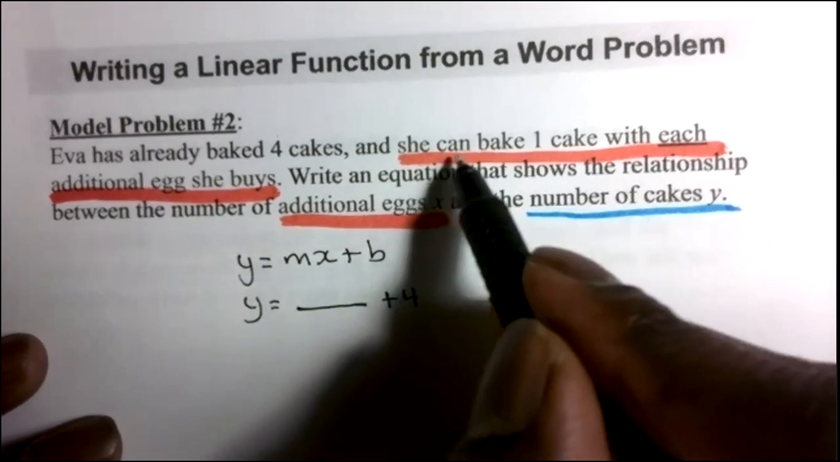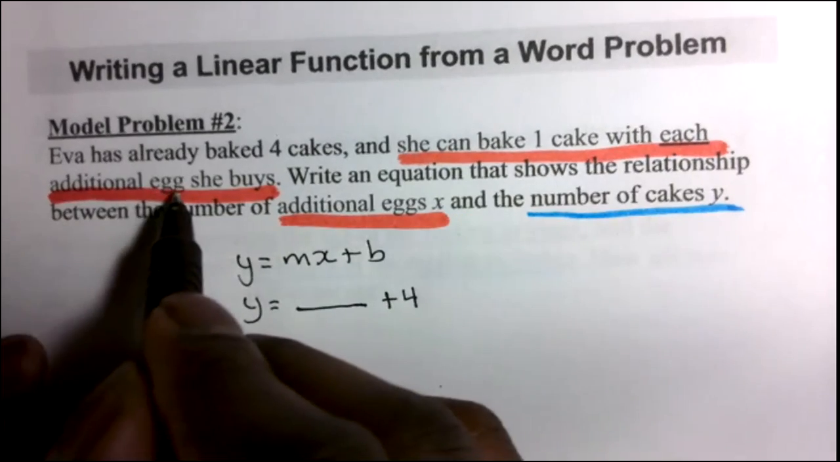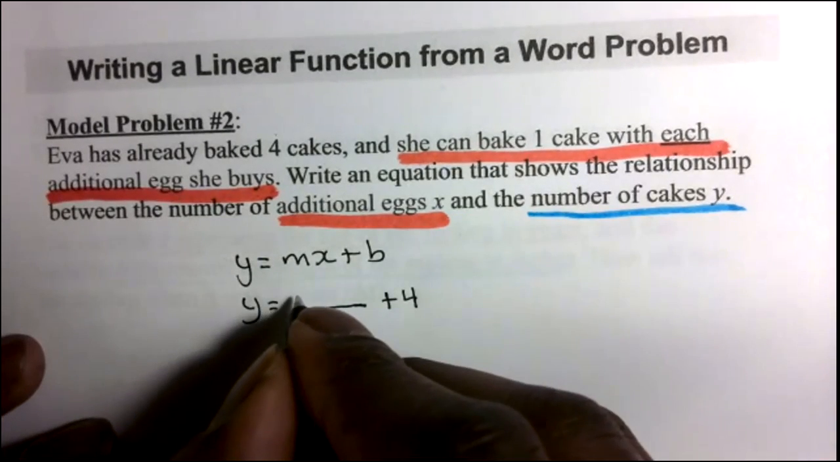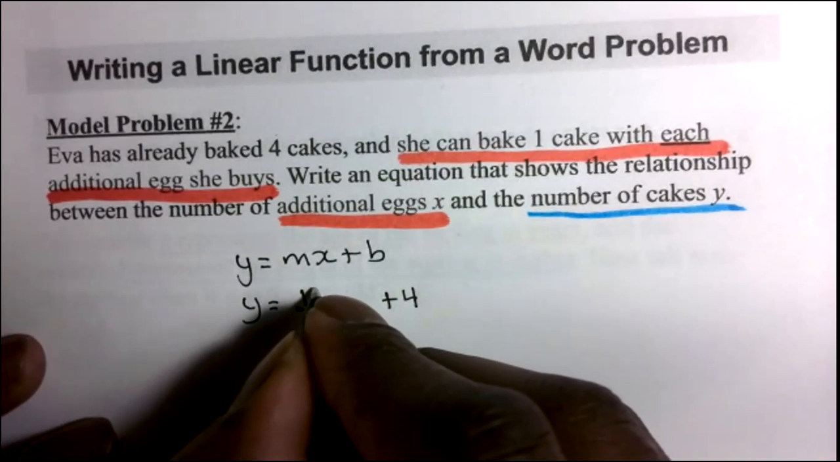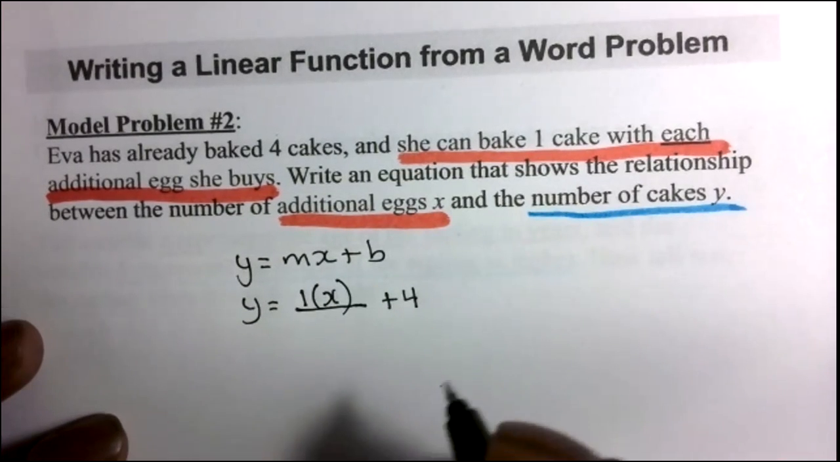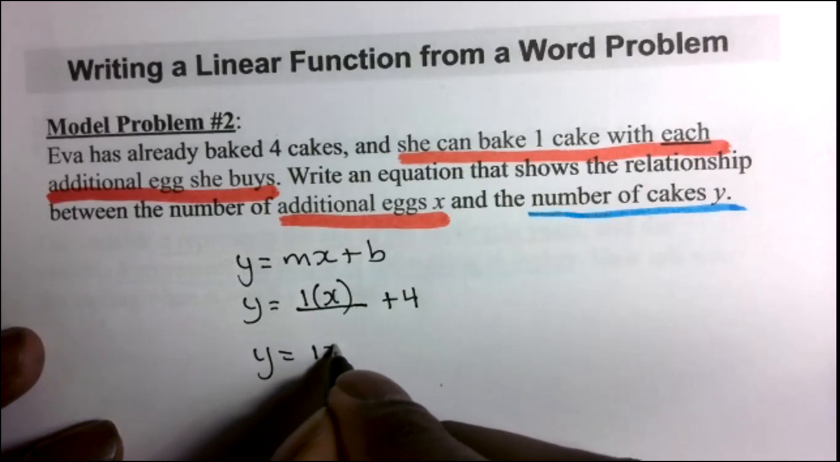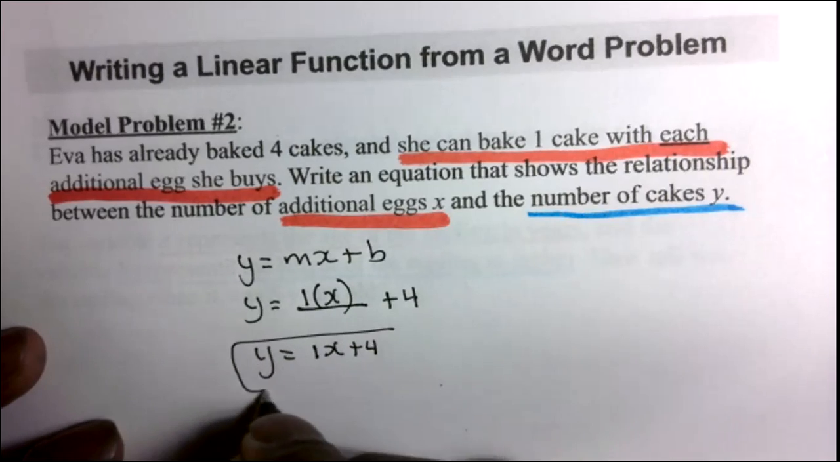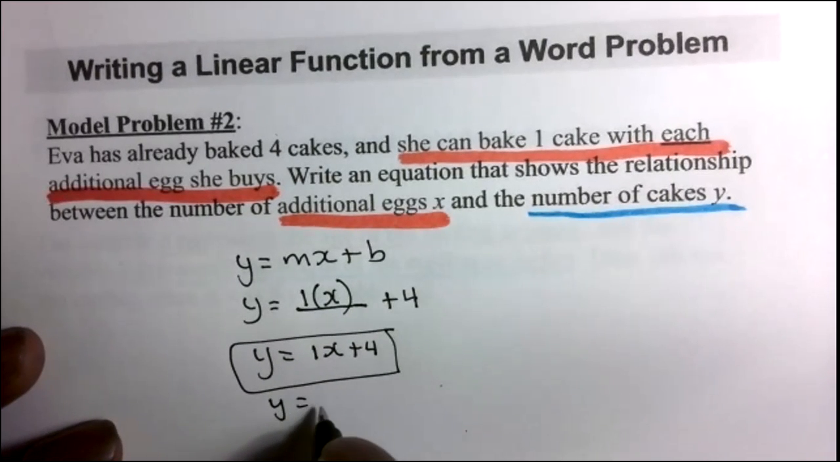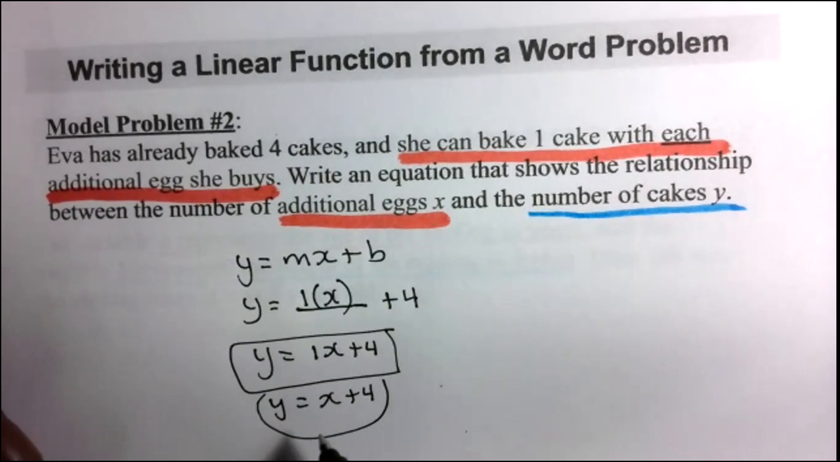All right. So what do we know? We know that she can bake what? One cake with each additional egg. We don't know how many eggs she's going to buy, so we can say one cake for x eggs. So my equation will be y equals 1x plus 4, or as you know, this is the same thing as y equals x plus 4. This is understood. Your coefficient for x is an understood one. It's an imaginary one. So please take note of that.